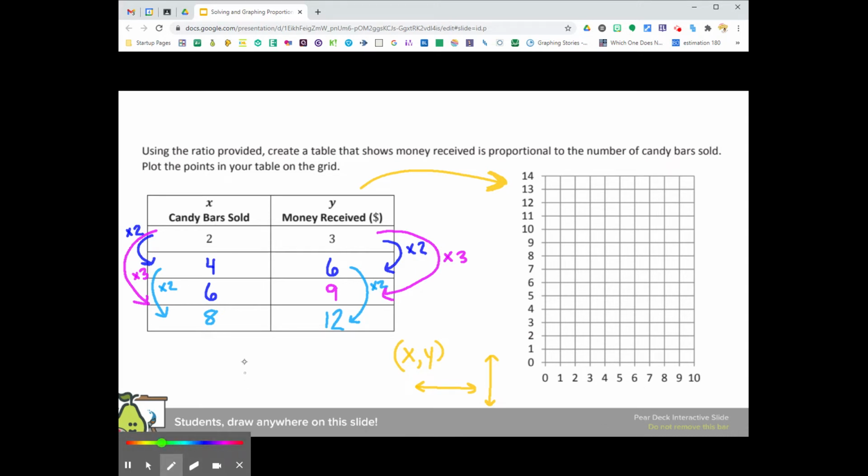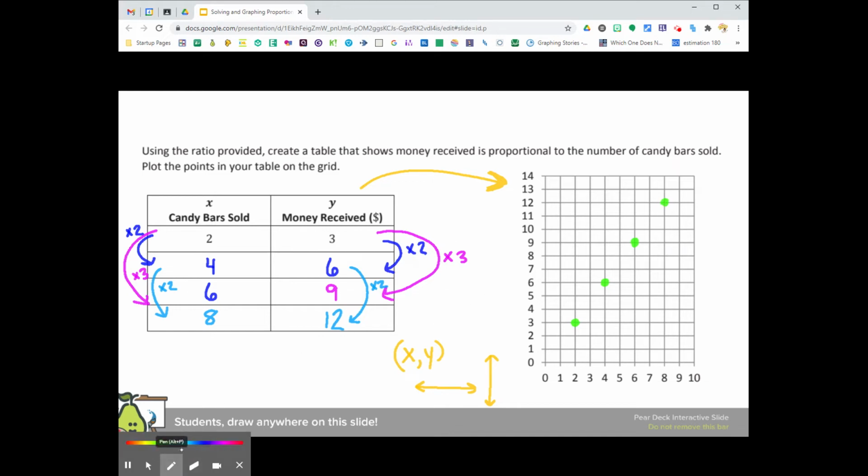So let's go ahead and graph this. Our first point would be 2, 3. So I'm going to go over 2, up 3, and put a point. My next point would be at 4, 6. So I'm going to go over 4 and up 6. And there's my next point. My next point would be at 6, 9. So I go over 6 and up to 9. And my last point is 8, 12. So I go over 8 and I'm going to go up to 12.